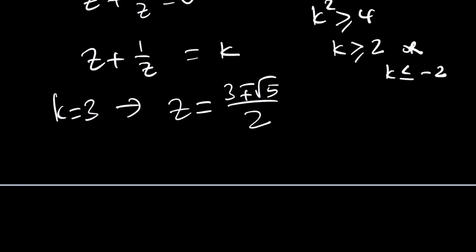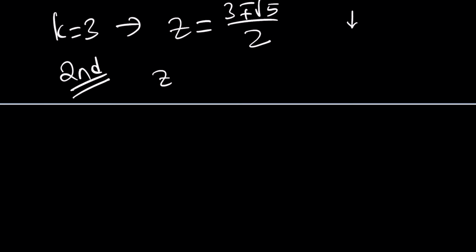Do you see something in common? Let us know in the comment section down below if you do. Because I'm about to start the second solution, which hopefully will shed more light on that thing that you're supposed to be seeing. z plus 1 over z is equal to k.